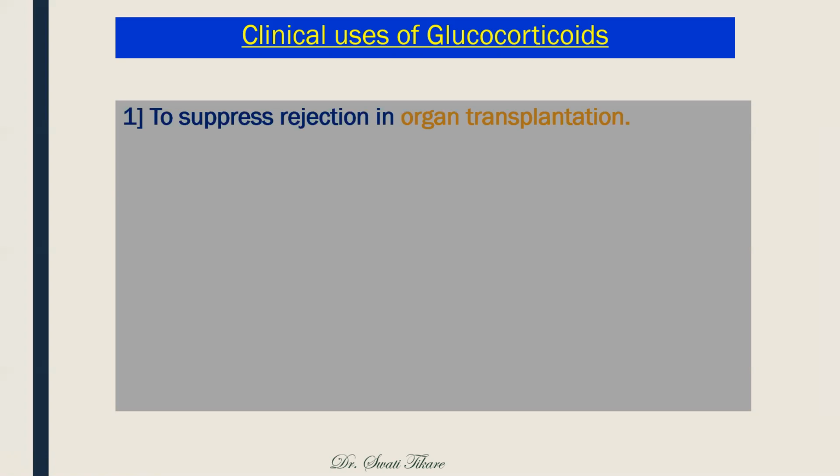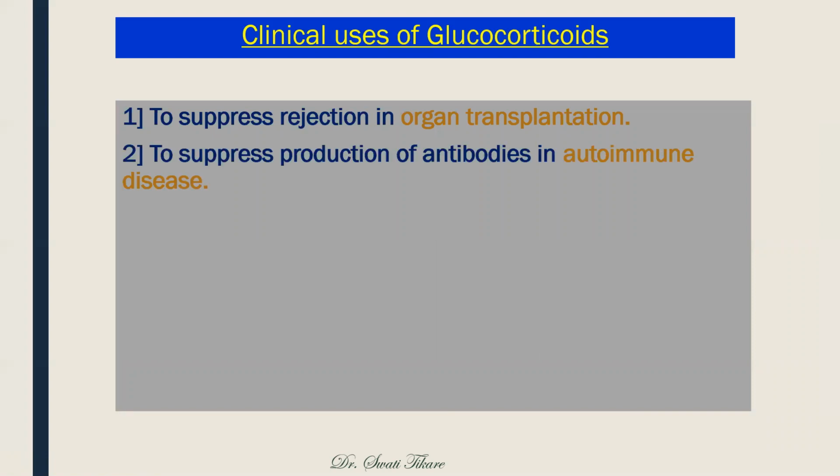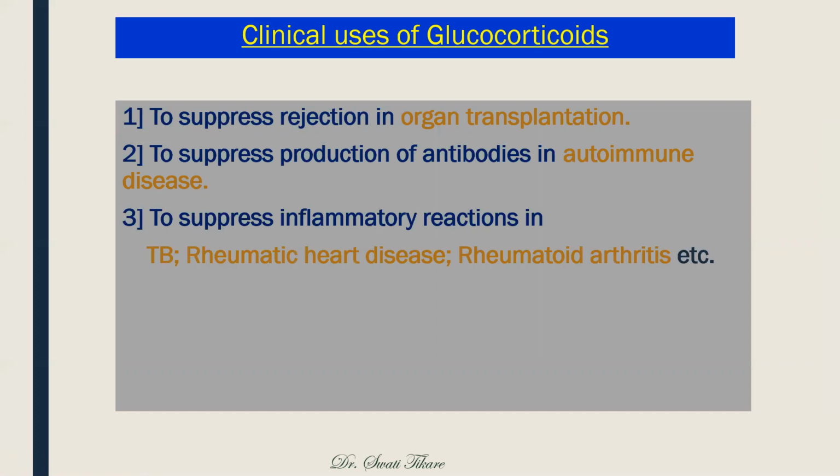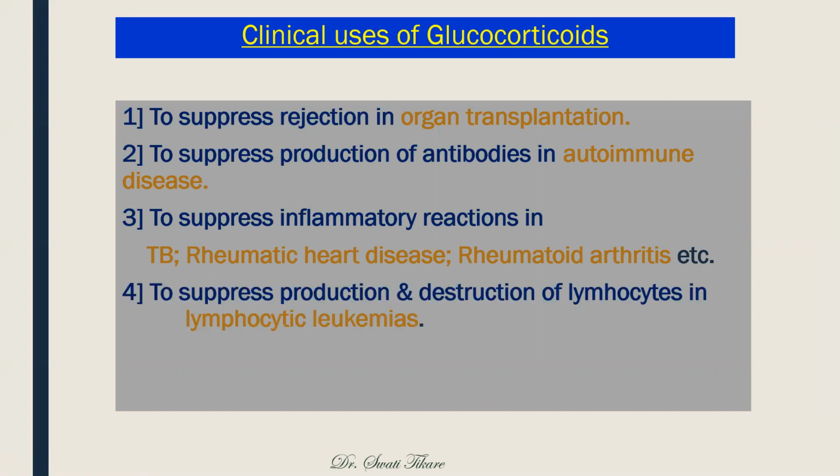Okay, coming to some of the other clinical uses of glucocorticoids: to suppress rejection, organ rejection in organ transplantation. Okay, to suppress production of antibodies in autoimmune diseases, to suppress inflammatory reactions in tuberculosis, rheumatic heart disease, rheumatoid arthritis, etc. So it is used as an anti-inflammatory in chronic inflammatory conditions. To suppress production and destruction of lymphocytes in lymphocytic leukemias. It is used in allergic states. So these are some of the clinical uses of the glucocorticoids.